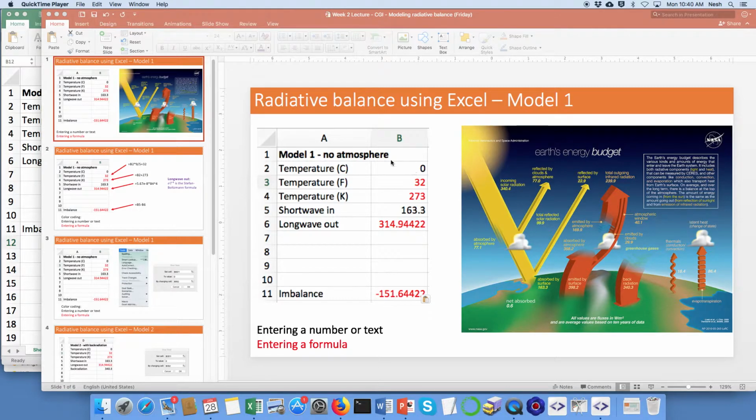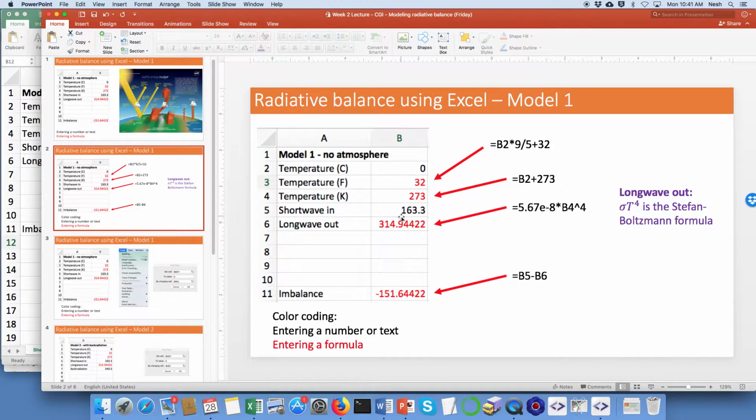If you look at this a little bit more carefully, what we have in the next picture is how those fields are filled in. For example, we're going to enter a value of 0 for the temperature in Celsius, and there's going to be a formula. You'll enter a formula that converts temperature in Celsius into Fahrenheit: you take the temperature in Celsius, multiply by 9, divide by 5, and add 32.